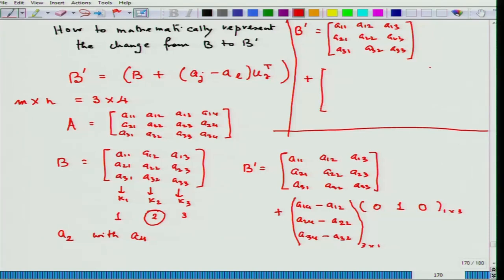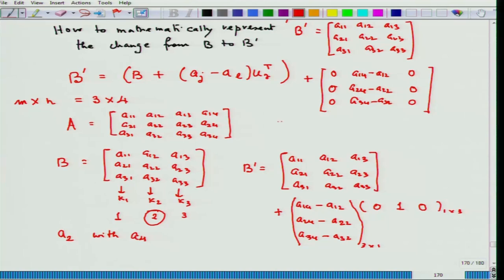So, what would be that 3 cross 3 matrix? You take this one, multiply with this, multiply with this, multiply with this. So, it will be 0, A14 minus A12, and 0. Then you will multiply with this, this, this, so it will be 0, A24 minus A22, 0. And then this will multiply with all of this, so 0, A34 minus A32, 0. Now, if I add these two matrices, see from here I have gone up here, right. So, now if I add these two matrices, what will you get?